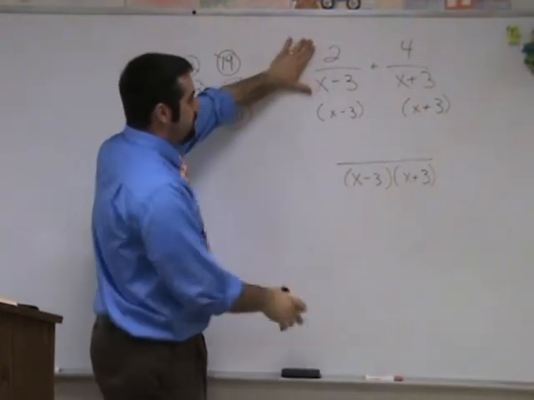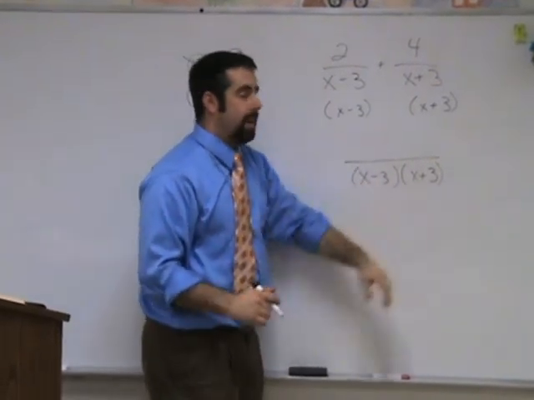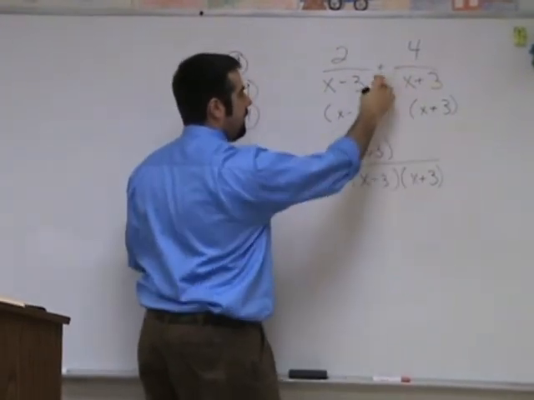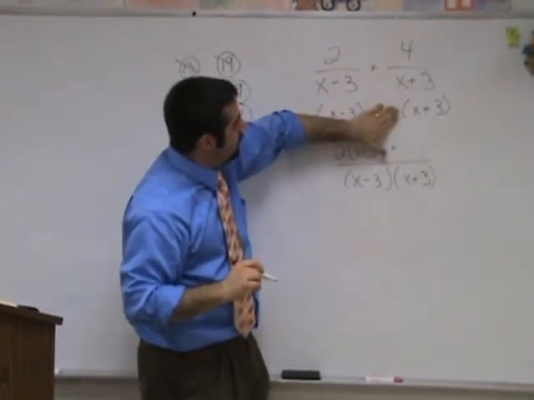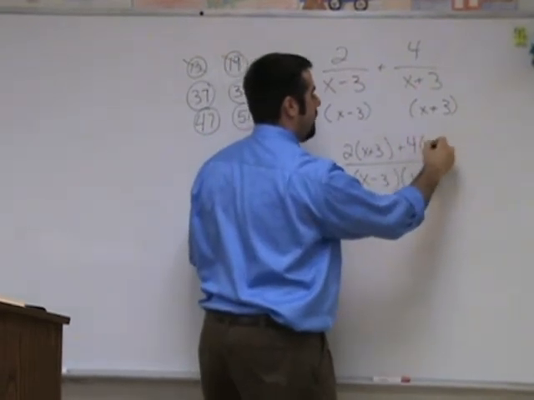All right, so if I'm going to change this fraction to have a new denominator, I already have the x minus 3. I need to multiply by the x plus 3. So this is 2 times x plus 3. I'm adding my second fraction. So I already have an x plus 3. I need the x minus 3. So this is 4 times x minus 3.